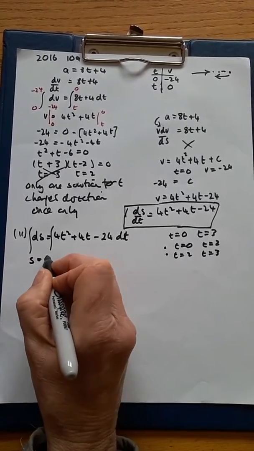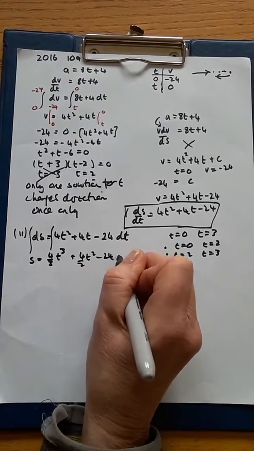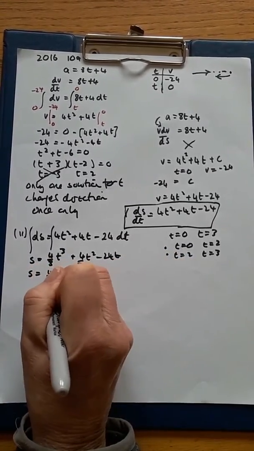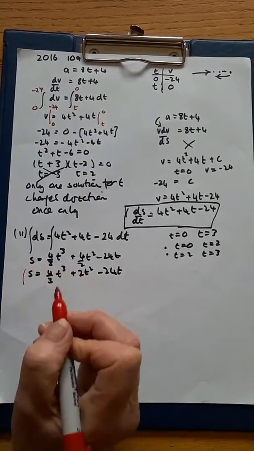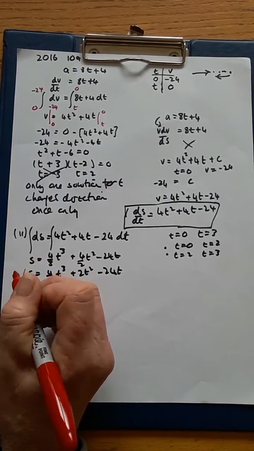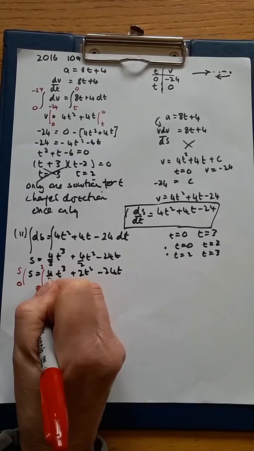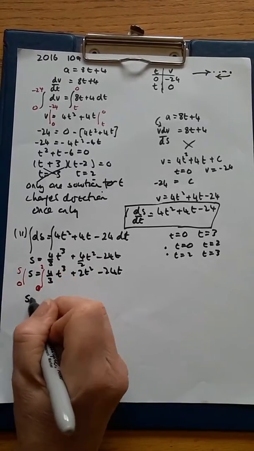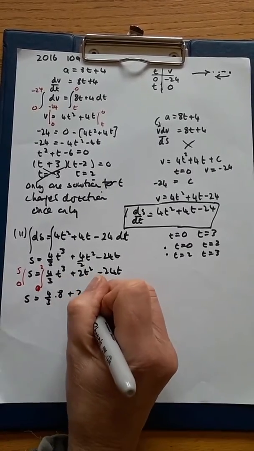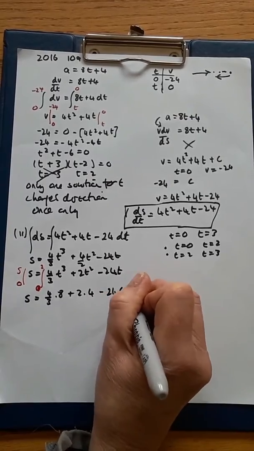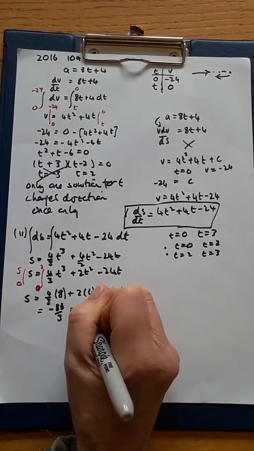Okay, so I'll integrate this side. So s is equal to 4 over 3 t cubed plus 4 over 2 t squared minus 24t. So this will be s equals 4 over 3 t cubed plus 2t squared minus 24t. My first set of conditions is what distance is travelled between 0 and 2 seconds. So I'm going to put that in. s equals 4 over 3 times 2 cubed, which is 4 over 3 times 8, plus 2 times 2 squared minus 24 times 2. And when I work that out, I'm going to get minus 88 over 3, which is minus 29.33 metres.